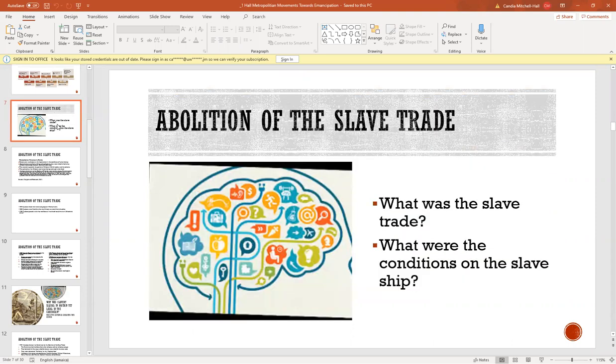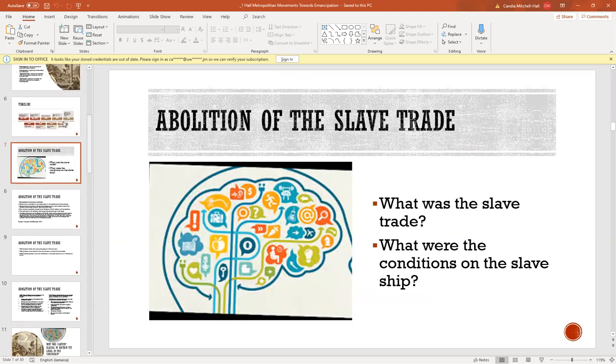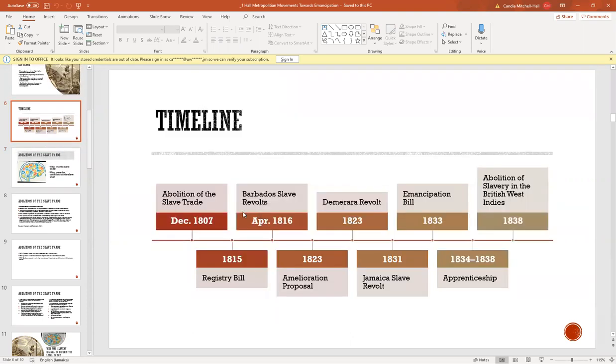So, ladies, our next part. We know for sure this is where we are starting: the abolition of the slave trade. What led to the abolition of the slave trade in the British colonies? Because remember, the French colonies abolished the slave trade at a different time, the Spanish at a different time. We're only focusing on the British right now, and then after that, we are going to focus on the Spanish and the French.